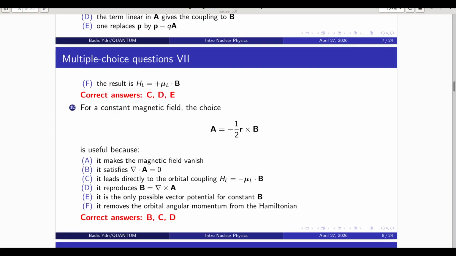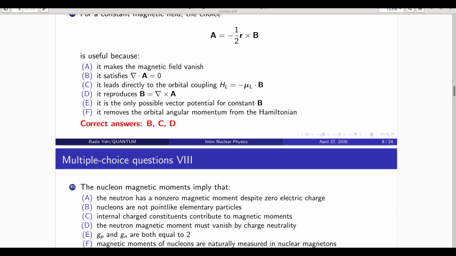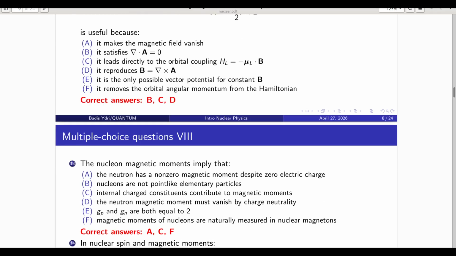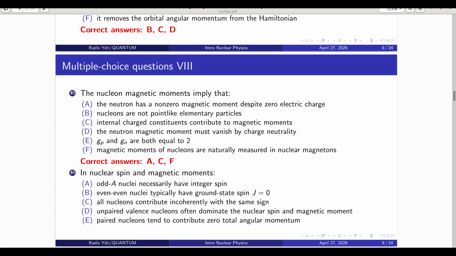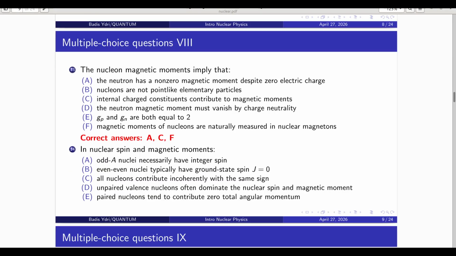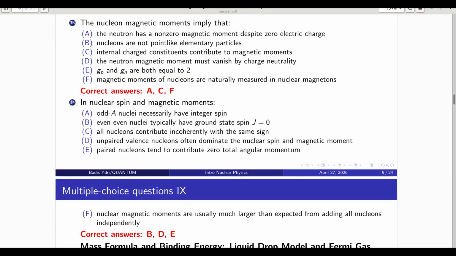Now, nucleons show something deeper. The neutron has a magnetic moment, even though it has no charge. This tells us that nucleons have internal charged structure. Inside nuclei, pairing is essential. Even nuclei typically have zero spin. Unpaired nucleons dominate the total spin and magnetic moment.